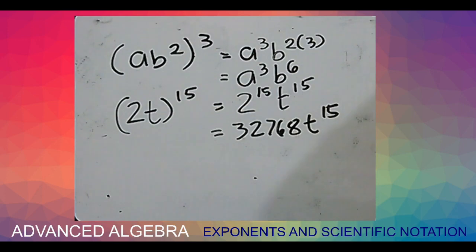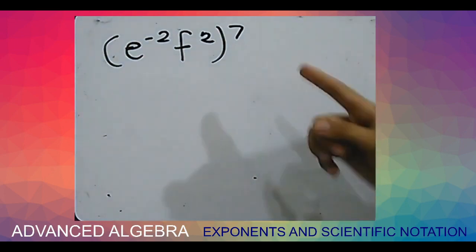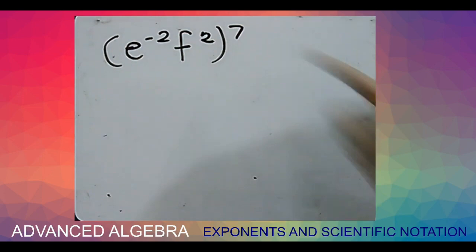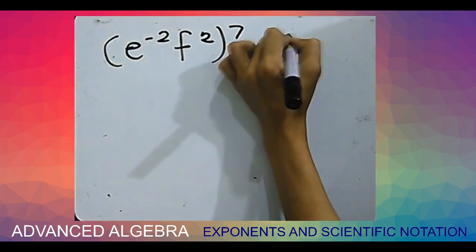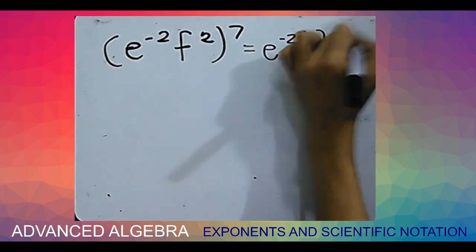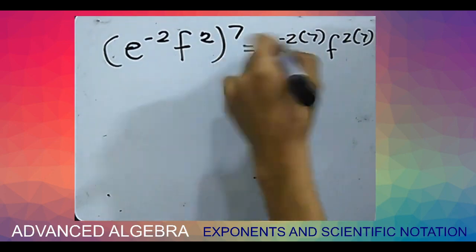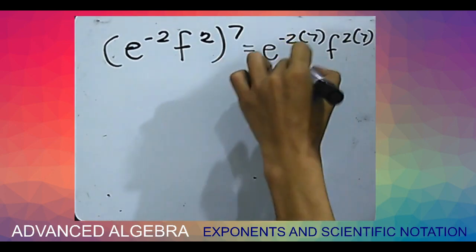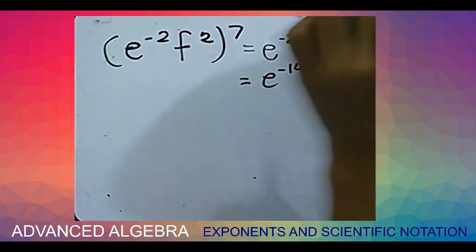So, magbigay pa tayo ng iba pang example. So, yan. The quantity of e to the negative 2 power f squared, tapos close parenthesis raised to the 7 power. So, distribute lang natin. So, e raised to the negative 2 times 7, tapos f raised to 2 times 7. Next, may e to negative 14 power f to the 14 power.